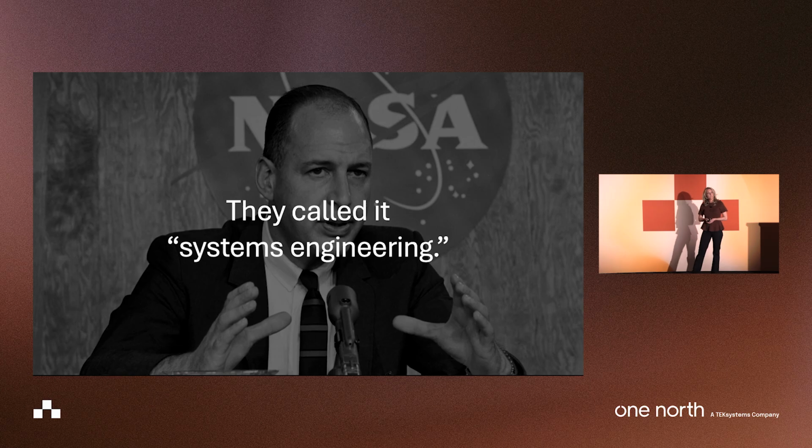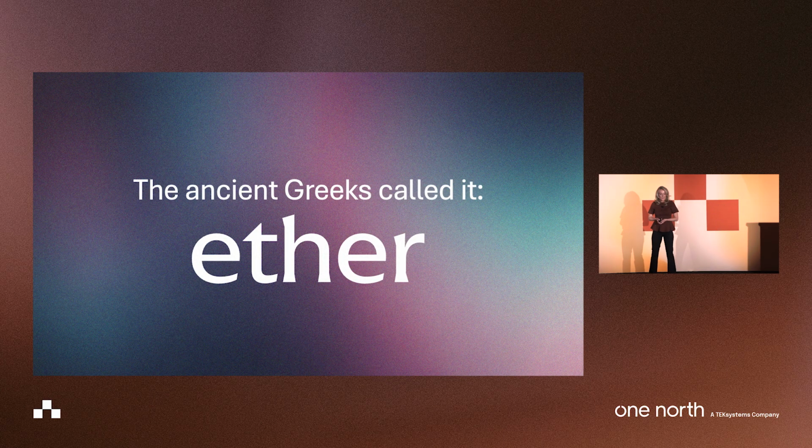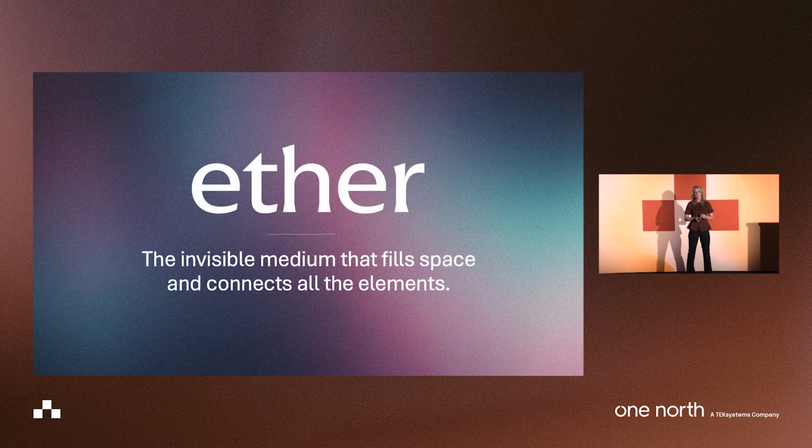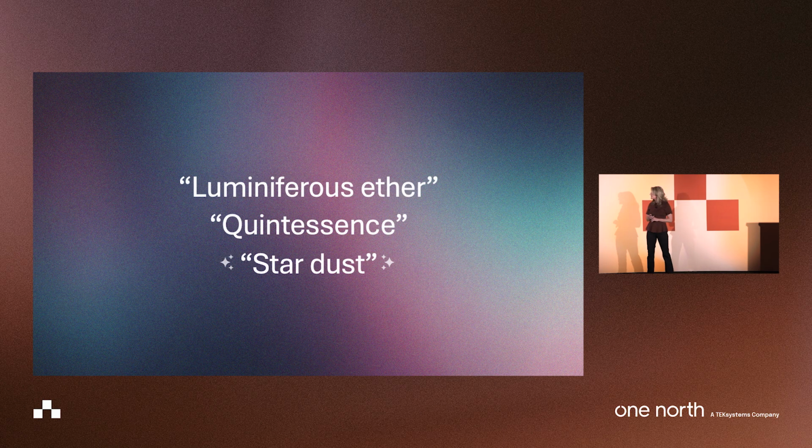The ancient Greeks had a different name for it. They called it ether. This is the mystical, magical fifth element that's invisible yet essential for harmony and function. You can think of it like a medium that fills space and connects all the other elements. Other names for it include luminiferous ether, quintessence, and one that Ryan said last night, my favorite, stardust.